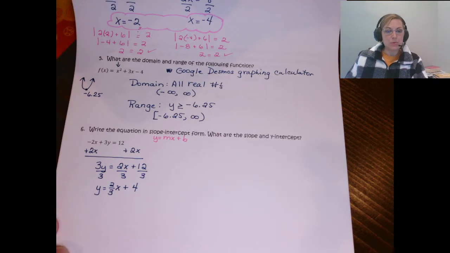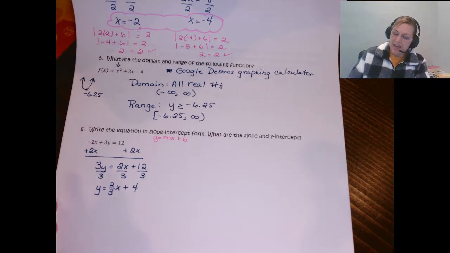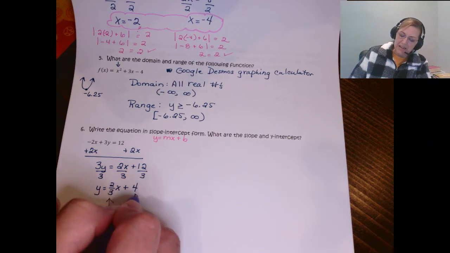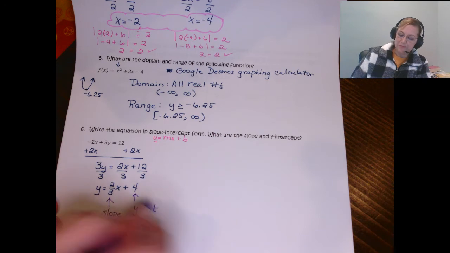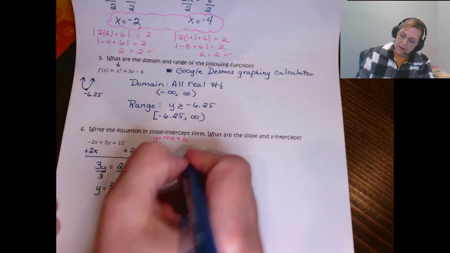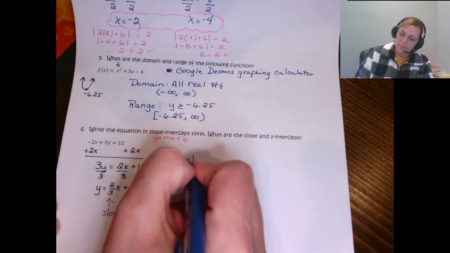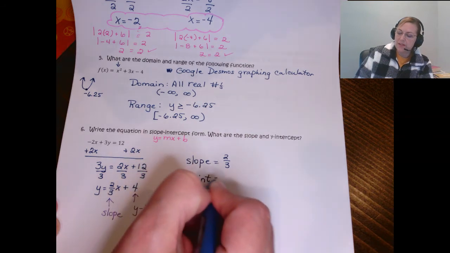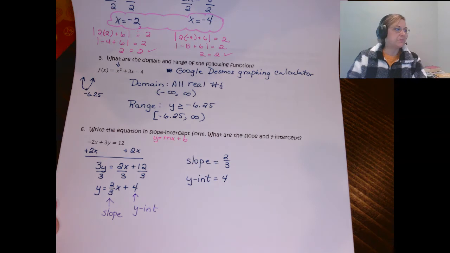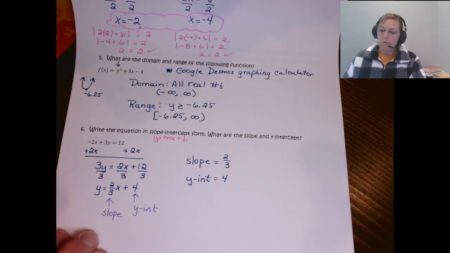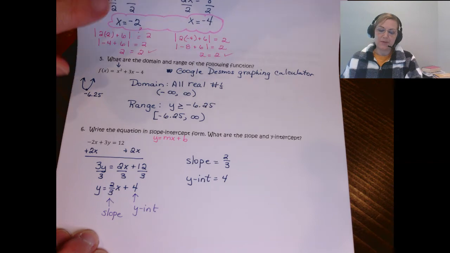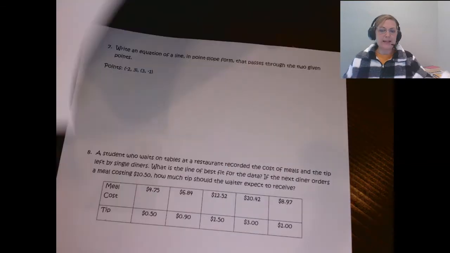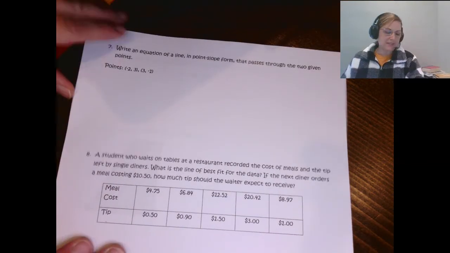Now that I've got it in slope-intercept form, let's remember the m here is the slope, and the b here is the y-intercept. So to answer the second question here, slope is 2/3, and the y-intercept is 4. So hopefully that will help you when you're trying to find your slope and y-intercept. All right, let's keep going. We're doing great. We are on problem number 7.